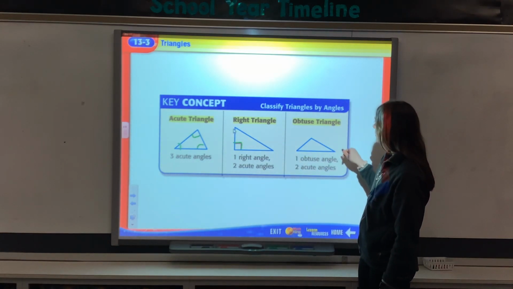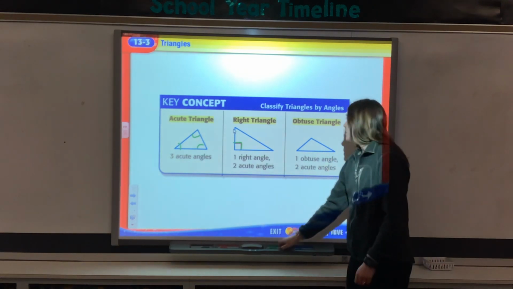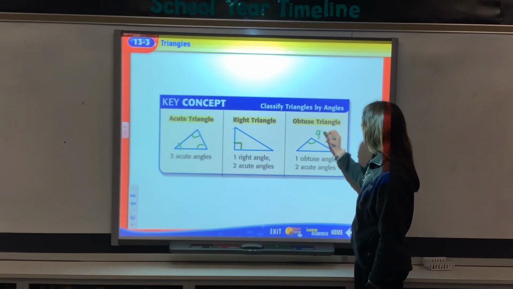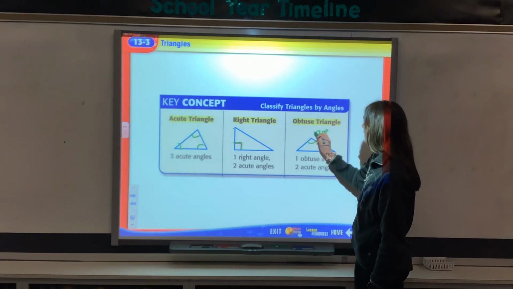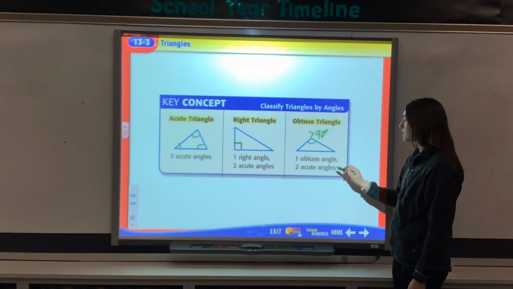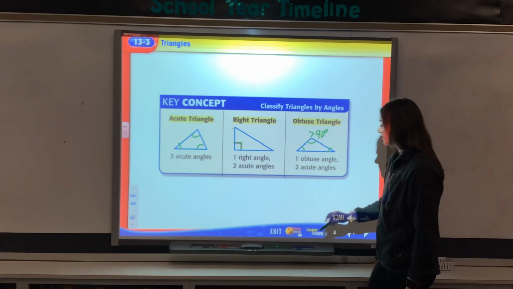Then an obtuse triangle will have 1 obtuse angle. So it's 1 angle that is greater than 90 degrees, and then it will have 2 acute angles.